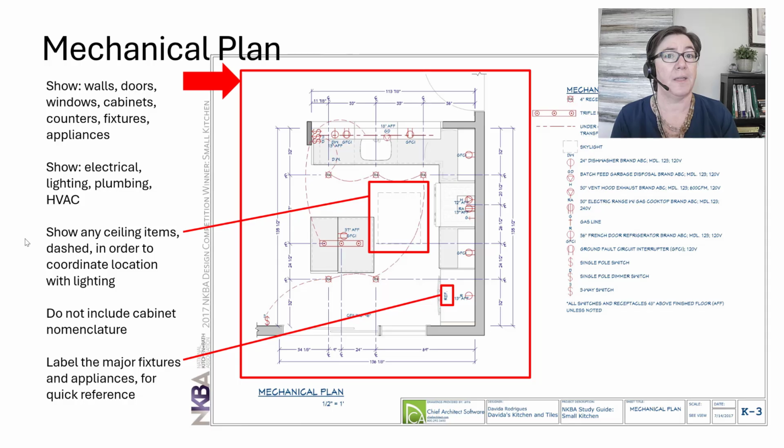All right. Things that we don't include: you don't include that cabinet nomenclature, which is nice because it takes a layer of information off of this very crowded plan. But we do label your major fixtures and appliances, just like we saw on the floor plan. For quick reference, this one says refrigerator. So keep those on the plan.